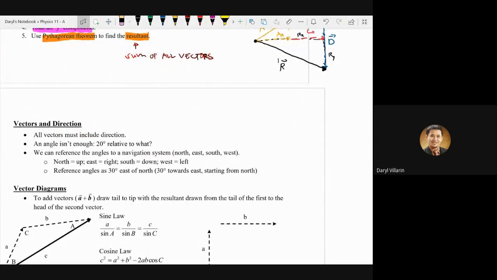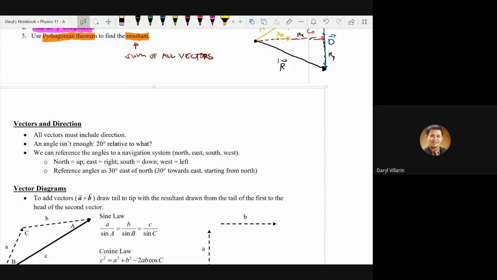Okay, so again, this is just a review of the direction. So angle isn't enough. It should be indicated relative to what? So the reference angle should be north, east, south, or west. North is up, east is right, south is down, west is left. So if you can see east of north, so starting from north.